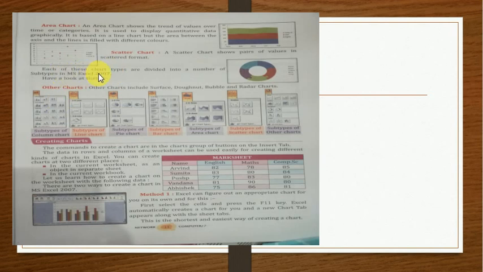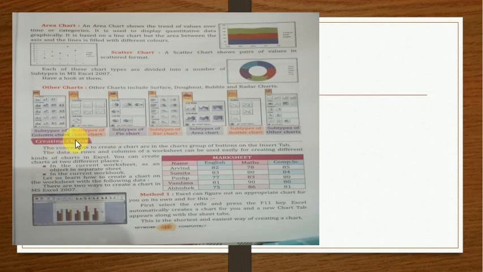Okay, so each of these chart types is divided into a number of subtypes. What are subtypes? Types of types. Other charts include surface, donut, bubble and radar charts. So these are other kinds of charts. So subtypes of column charts: here you can see, if you just click on one chart, then this whole bunch of other subtypes opens up. Now you can just select any one which is convenient to you.